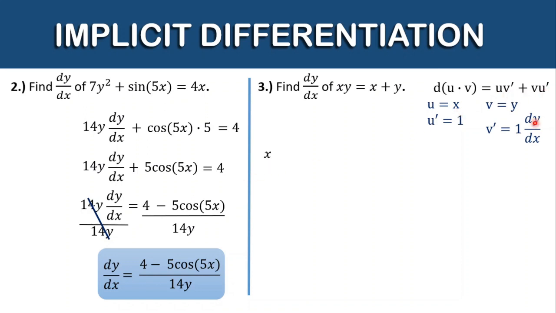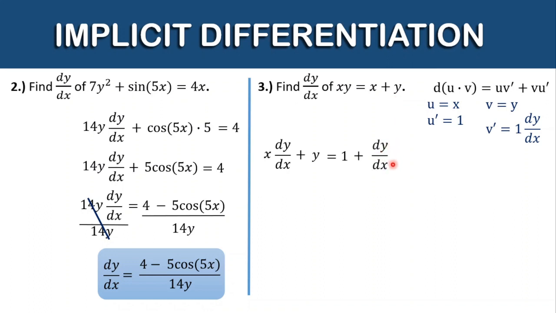Then ang v prime natin ay ito na lang, dy over dx na lang, wag na nating isama yung 1. Plus v is y. Then ang u prime natin ay 1, so wag na nating isama kasi ganun din naman yung kalalabasan. Equals, ang derivative ng x ay 1, ang derivative ng y ay 1 din, then may katabi siyang dy over dx. So dy over dx na lang.